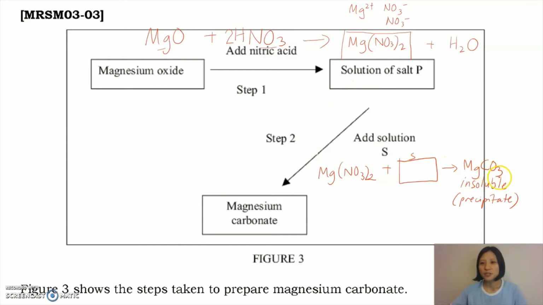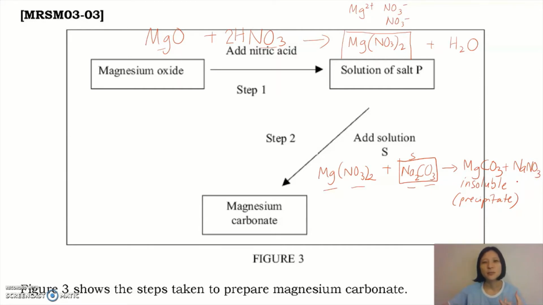So how do we make MgCO3? We already have Mg here. This solution S needs to be something carbonate. And the safest to use is either sodium carbonate or potassium carbonate, because all sodiums are soluble, all potassiums are soluble. So let us use sodium carbonate. Now if we use sodium carbonate, you can see how the ions change partners. Magnesium will change partner to partner with carbonate, that's why you get magnesium carbonate. And this sodium will change partner and it will partner with nitrate to become sodium nitrate.